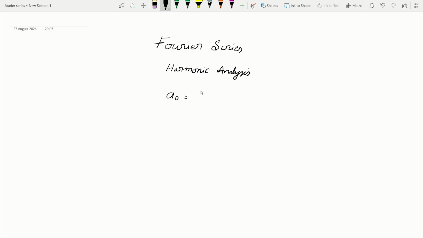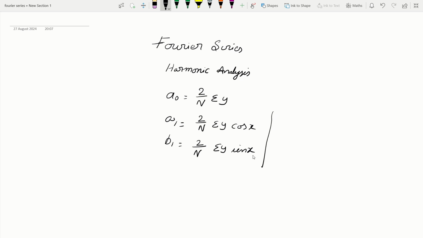See, the A naught formula I will write: 2 by capital N summation y. A1 is 2 by capital N summation y cos x. Similarly, B1 is 2 by capital N summation y sin x. If they ask only up to the first harmonic, then these three terms' calculation is enough. If they ask up to the second harmonic, then you need to calculate A2 as well as B2.